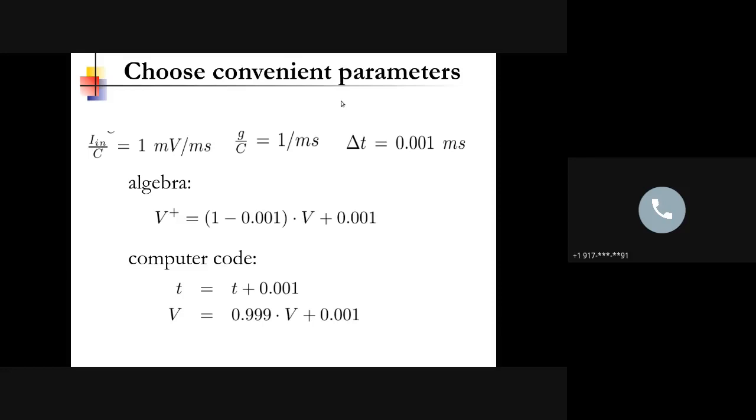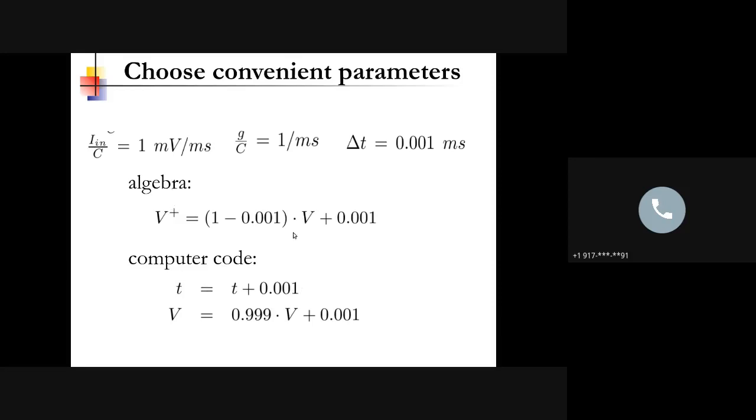If anybody's interested, I suggest you just write this down as a little Python program and show how well the integration matches the charging curve, which is the correct analytic solution of this ODE. So if we set things to one and we just do our algebra, we end up with a V superscript plus, the next V, of what turns out to be 0.999 times V plus 0.001. And T, meanwhile, is stepping forward by the time step, which in this case is 0.001.